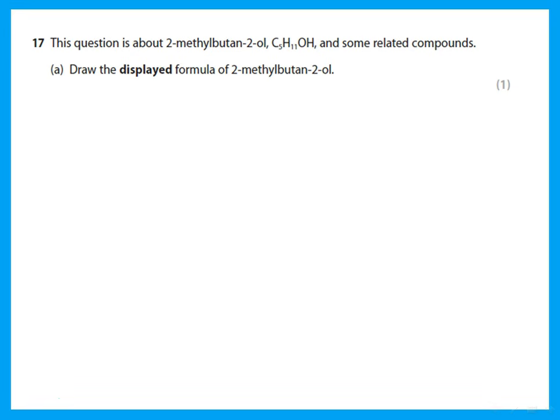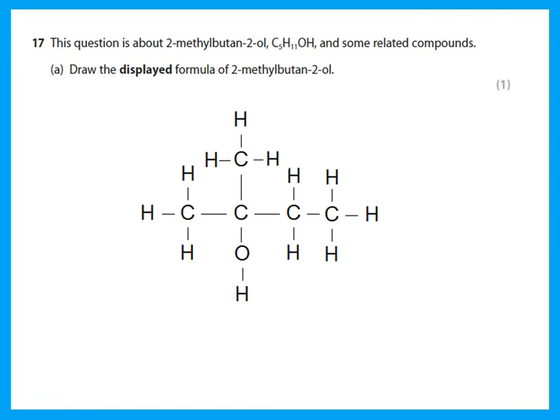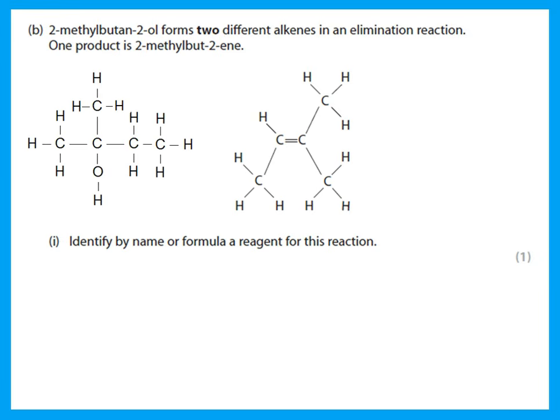This question is about 2-methylbutan-2-ol. He says, draw the displayed formula of 2-methylbutan-2-ol. Reminding you, butane means 4 carbons, 2-ol means on carbon number 2 I have an OH, and 2-methyl means on carbon number 2 also I have a methyl group, which is CH3.